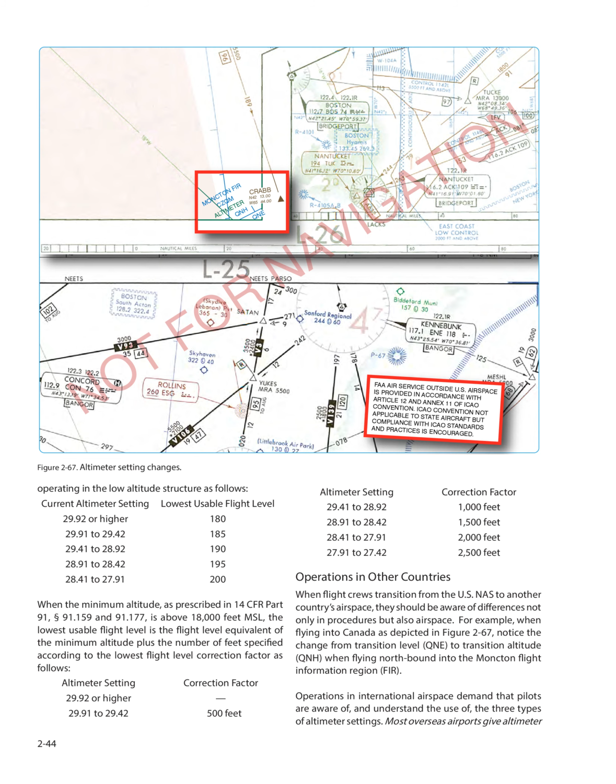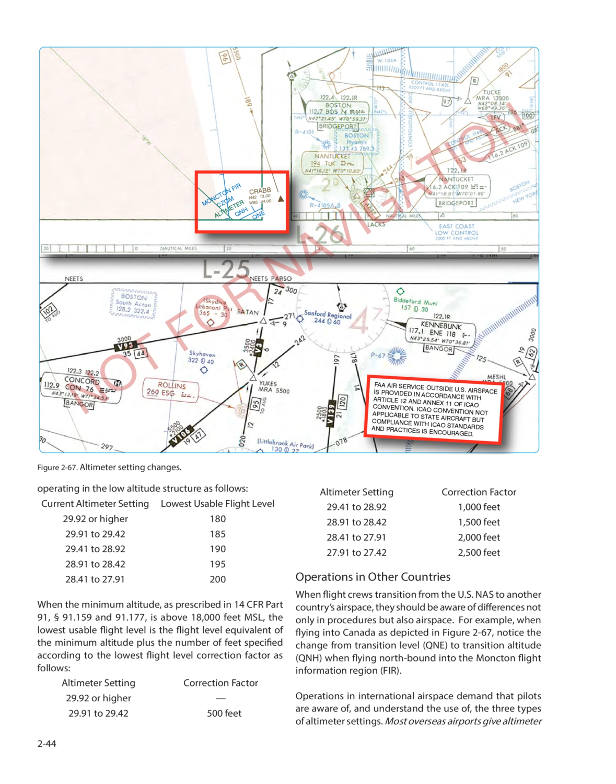When the minimum altitude, as prescribed in 14 CFR Part 91, Section 91.159 and 91.177, is above 18,000 feet MSL, the lowest usable flight level is the flight level equivalent of the minimum altitude plus the number of feet specified according to the lowest flight level correction factor as follows: altimeter setting 29.92 or higher, 29.91 to 29.42, correction factor 500 feet; altimeter setting 29.41 to 28.92, 28.91 to 28.42, 28.41 to 27.91, 27.91 to 27.42, correction factor 1000 feet, 1500 feet, 2000 feet, 2500 feet.